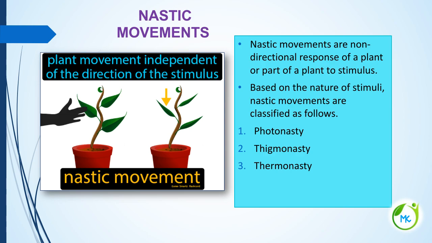So here the stimulus has nothing to do with the direction of the movement of a plant, that is, a particular response. So based on the nature of the stimuli, the Nastic movements are as follows: photonasty, thigmonasty and thermonasty. These three kinds of Nastic movements we are going to see in detail. So in short, you remember tropic movement is a growth dependent movement, that is the growth of a plant is influenced by the tropic movement, whereas Nastic movement has no connection with the growth of the plant.